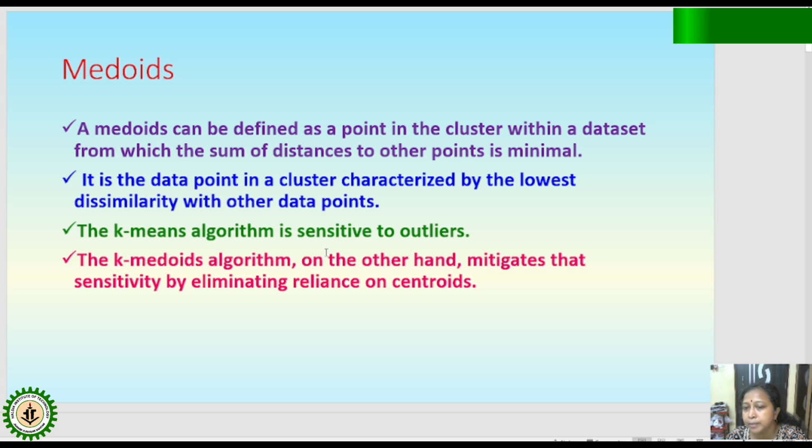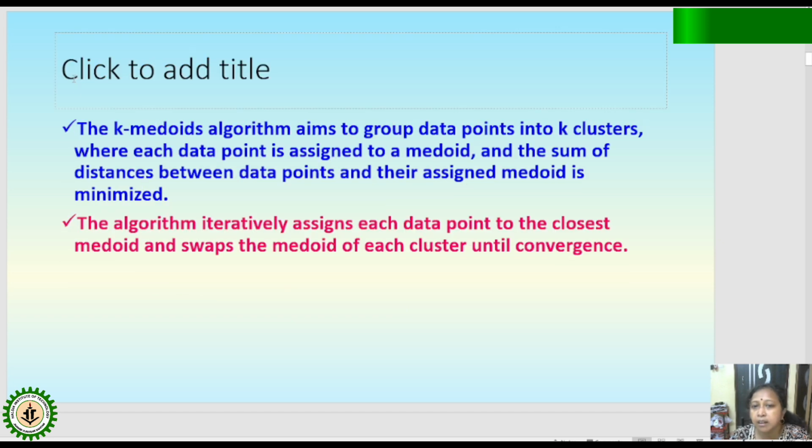It is the data point in a cluster characterized by the lowest dissimilarity with other data points. The K-means algorithm is very sensitive to outliers. The K-medoids algorithm, on the other hand, is much less sensitive, as it eliminates reliance on the centroid. The K-medoids algorithm aims to group data points into K clusters where each data point is assigned to a medoid and the sum of distances between data points and their assigned medoid is minimized. The algorithm iteratively assigns each data point to the closest medoid and swaps the medoid of each cluster until convergence.